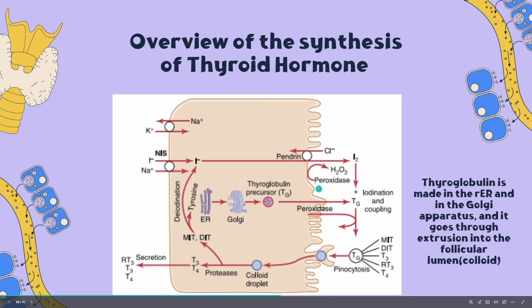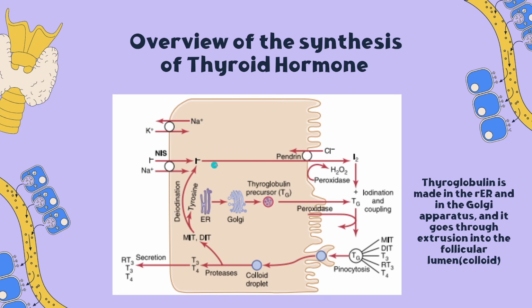Here we have the apical membrane, which faces the colloid, and here we have the basal membrane, or basolateral membrane, which faces the bloodstream. We have two channels here. Obviously, the sodium potassium one can be found anywhere, not just basolaterally, but the NIS is only basolateral. We already mentioned what it does: one iodide in and two sodium in. This sodium potassium ATPase ensures that we have low intracellular sodium.